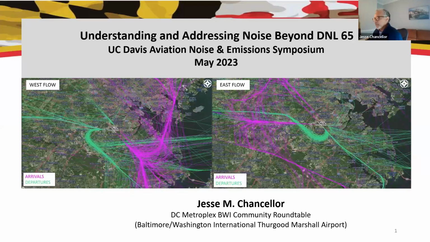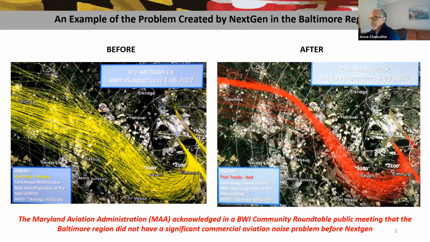Next slide, please. I don't think I'm controlling. There we go. And here we can see the problem that was caused by next-gen technologies. The deep red line on the right is post-next-gen. This was all life-altering for many people in our region, as BWI Marshall Airport did not have a large noise population footprint before next-gen was implemented. And that at the bottom, as you can see, is according to our airport authority.